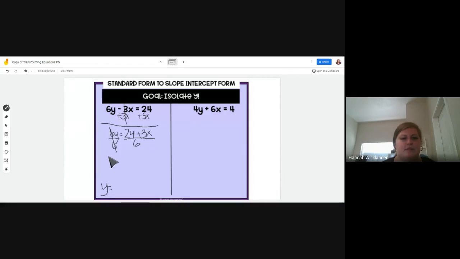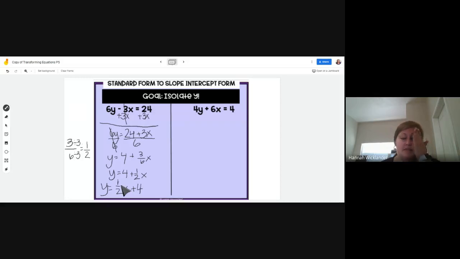These 6's cancel and I'm left with y equals 24 divided by 6, which gives me 4. And 3 divided by 6 I'm going to put as 3 over 6x. But I can simplify this 3 over 6. We know that 3 goes into both of them, so I get 1/2. So I have y equals 4 plus 1/2 x. And then I want to rewrite it as mx plus b, so 1/2 x plus b.